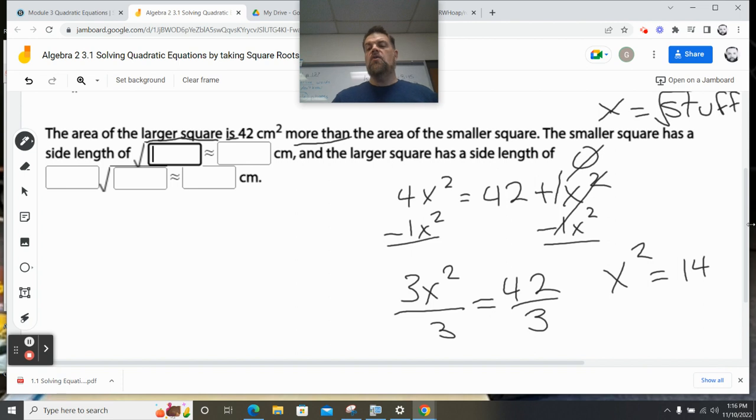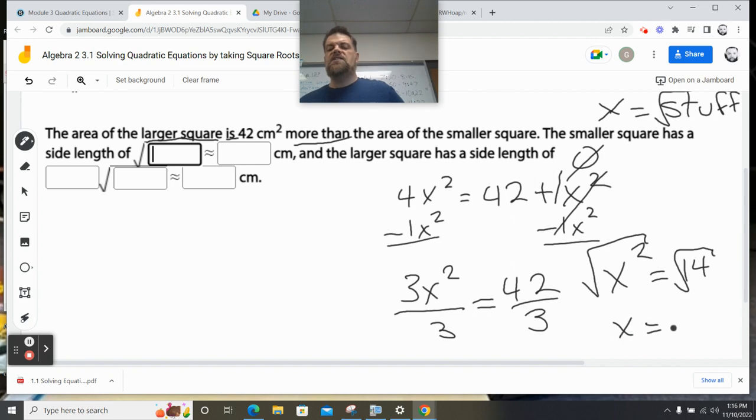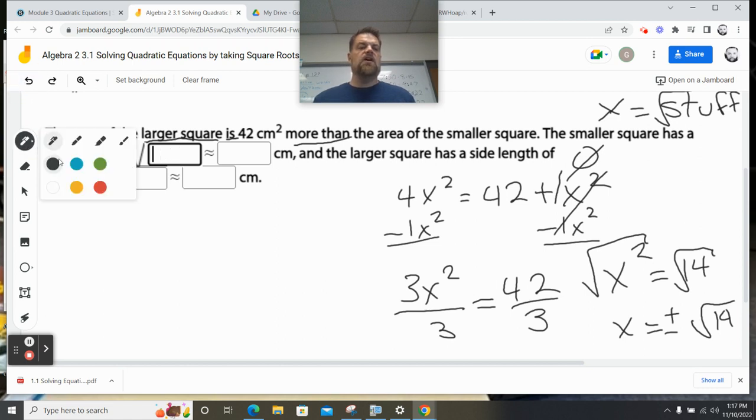So now I'm going to take the square root of this one and the square root of this one, and I get x is equal to the square root of 14. Now, technically, it's plus or minus. But am I going to measure negative square root of 14 of a box? No. So over here, I'm going to say the square root of 14. Okay.